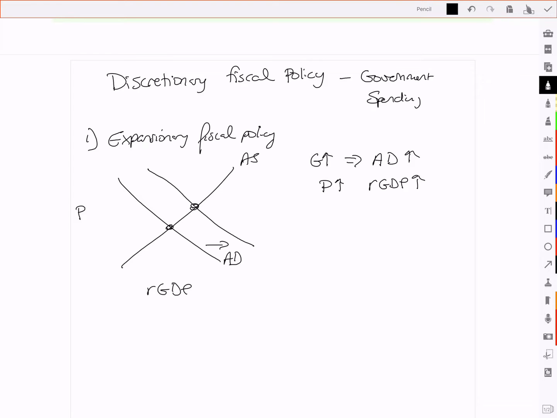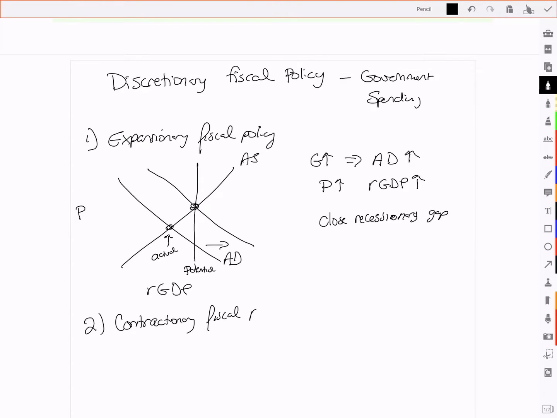So tell me, when would you use expansionary fiscal policy? What kind of gap are you trying to close? Well, if you have here your potential GDP, and this was your actual, then by increasing aggregate demand, we have closed the gap. So what kind of gap do we have if our actual is less than our potential? We have a recessionary gap. So expansionary fiscal policy closes recessionary gaps by causing government spending to increase, increases aggregate demand, and gets us back at potential GDP.